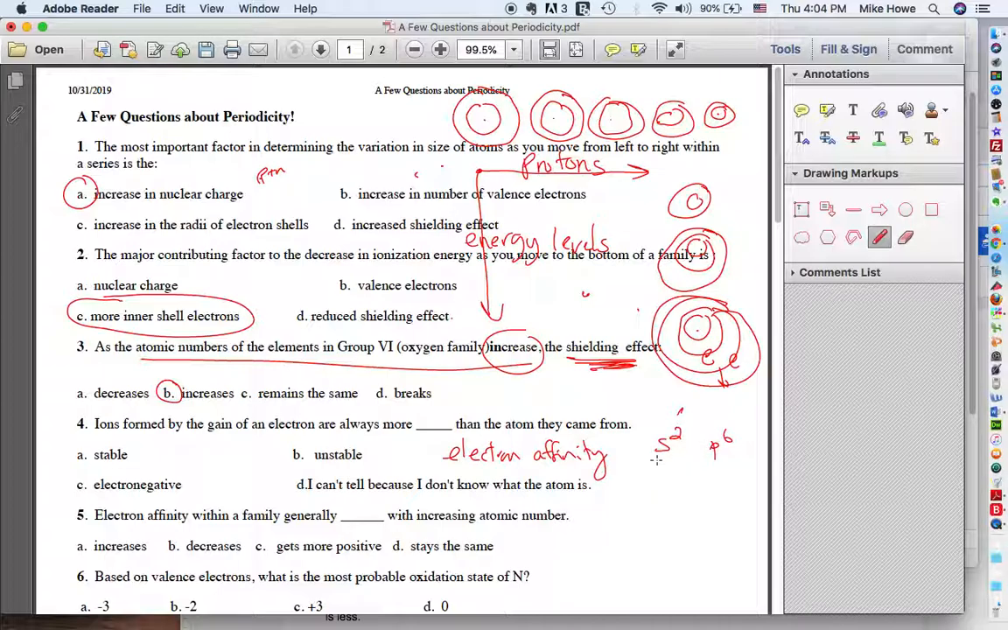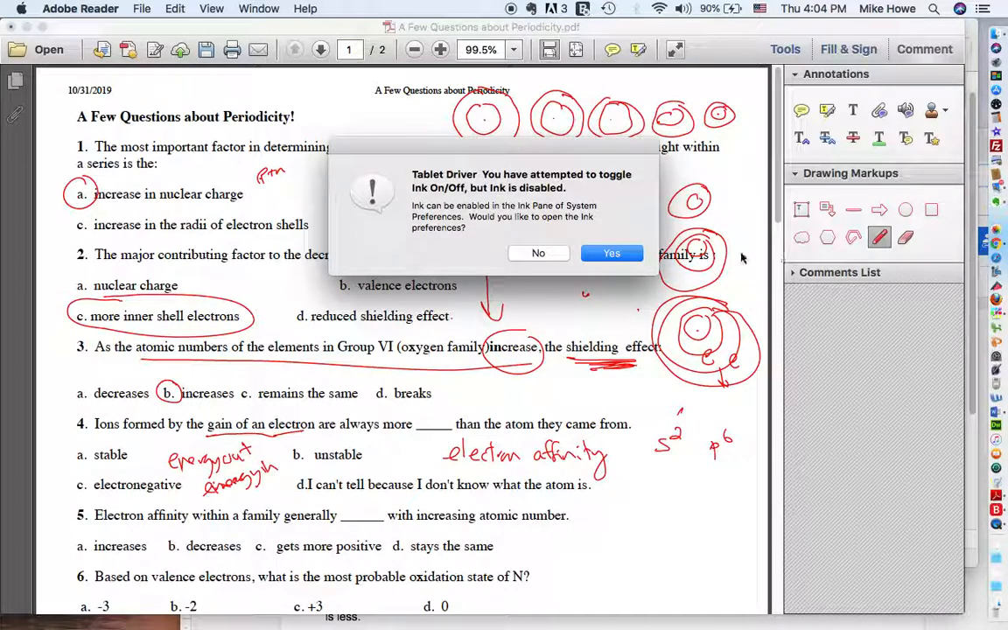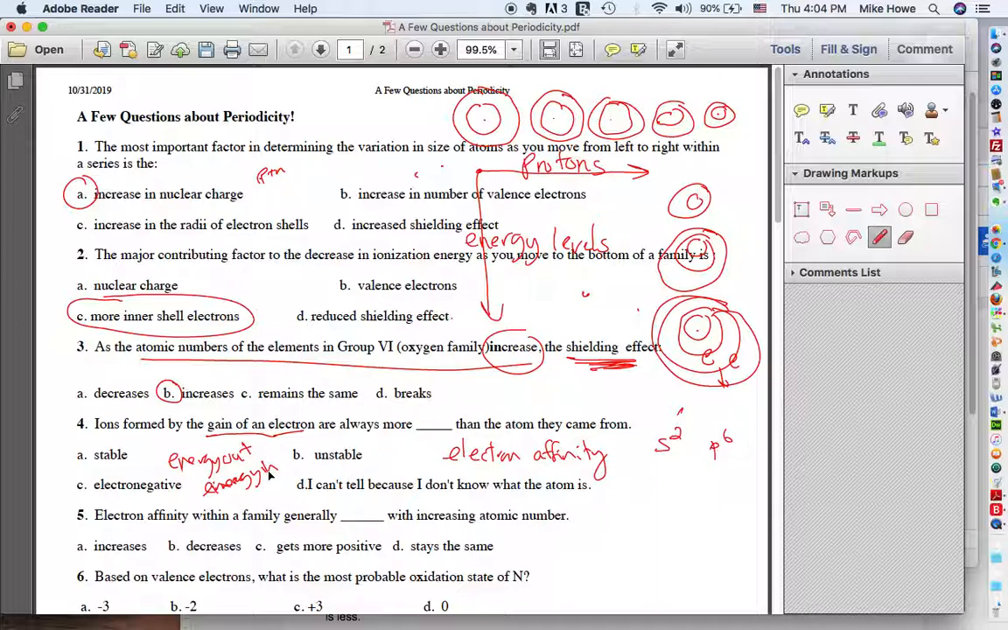Remember that a positive value means that energy would be required to put the electron on. If the electron is added to other atoms besides S2 or P6, those release energy. So gain of electron means sometimes energy out, sometimes energy in. And it changes depending on what the atom is.